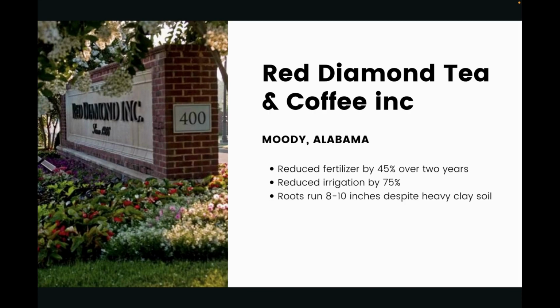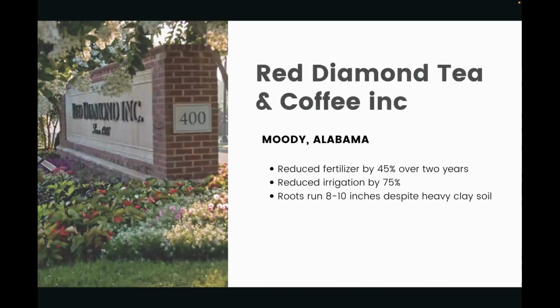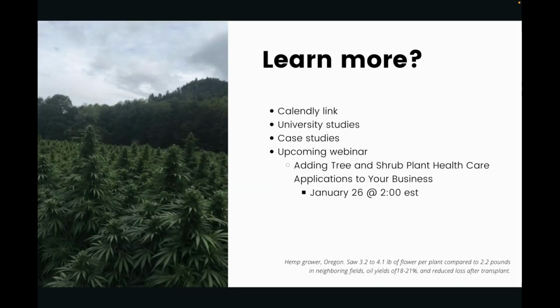They reduced in the same time their irrigation by 75%. Now that's massive if you're paying for your water, which in most cases, if you have an irrigation system, you're paying for your water. And over a property like that, that is saving tens of thousands of dollars every single year. And their roots are running 8 to 10 inches deep despite being heavy clay soil. So you can see a lot of different examples here about all the different ways that soil health helps plant health and how those microbes play a role within that soil health.